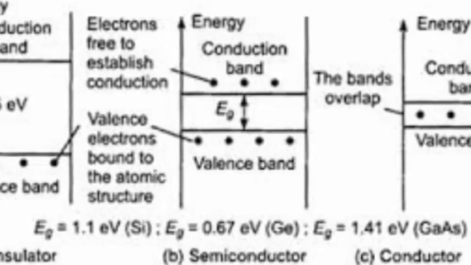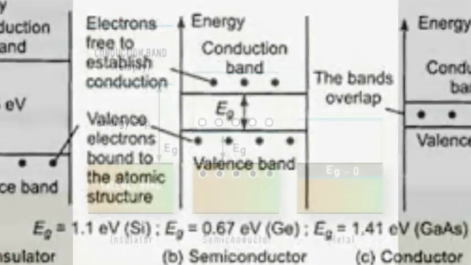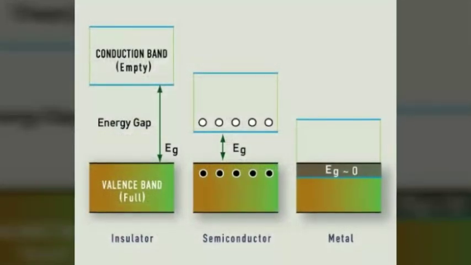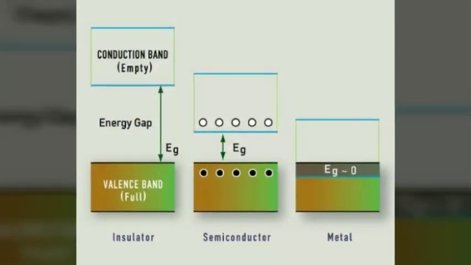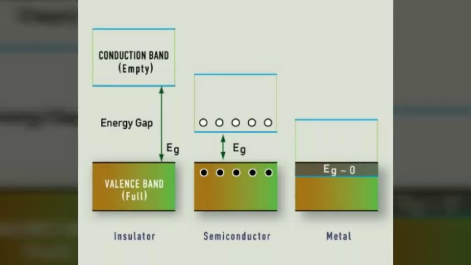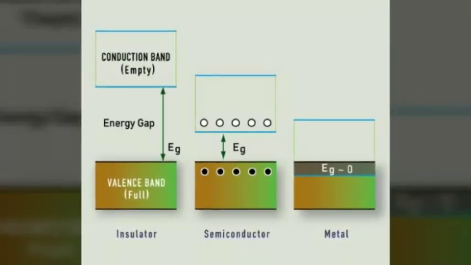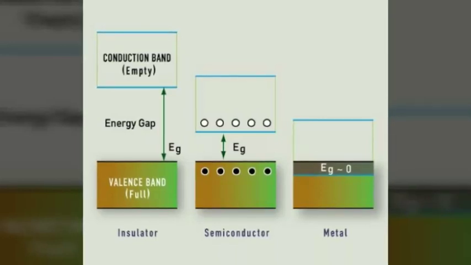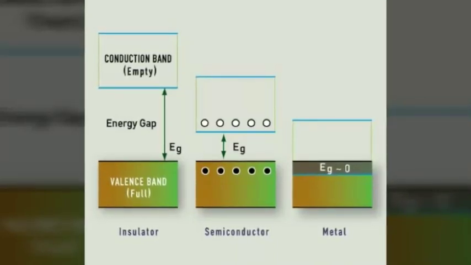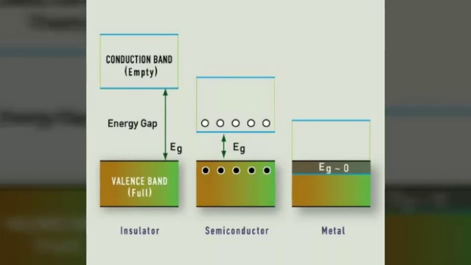As the temperature is increased, more valence electrons cross over to the conduction band and the conductivity increases. This shows that the electrical conductivity of a semiconductor increases with the rise in temperature. Therefore, a semiconductor has a negative temperature coefficient of resistance.